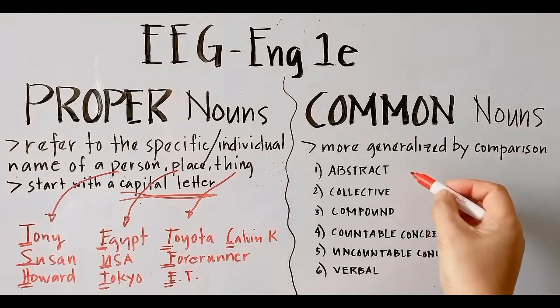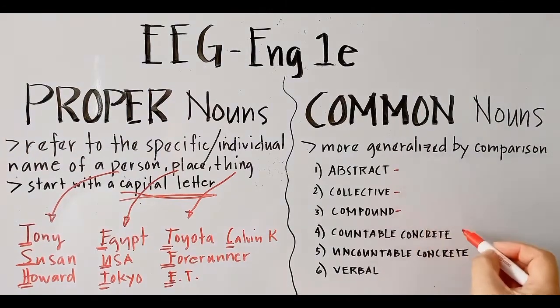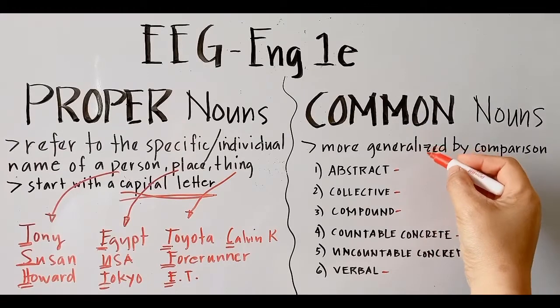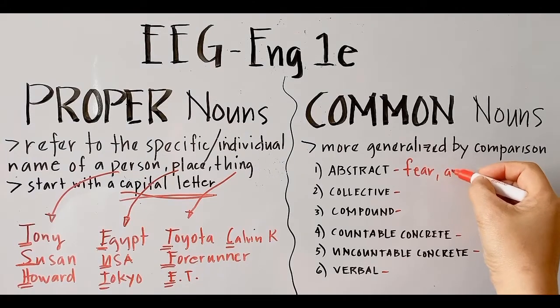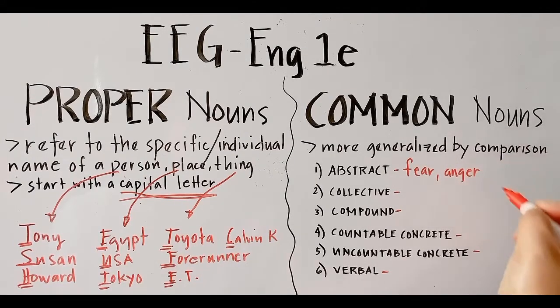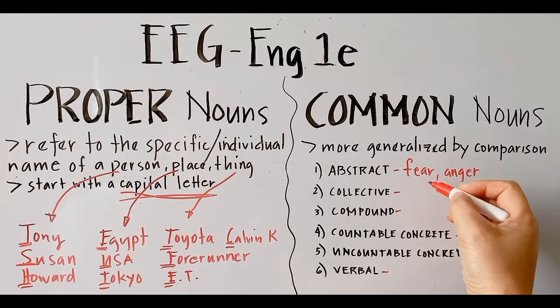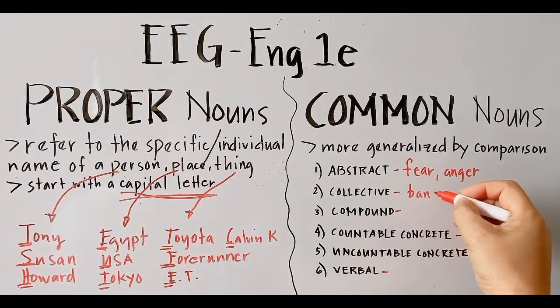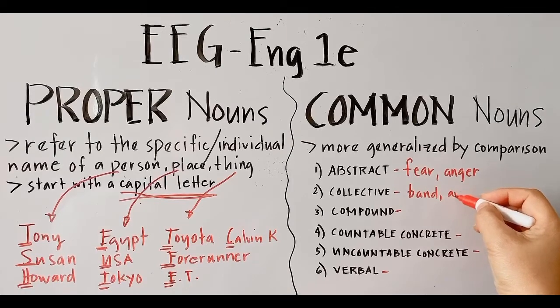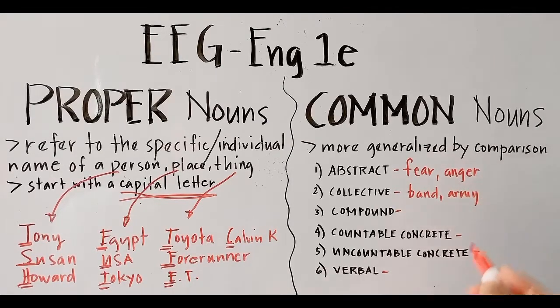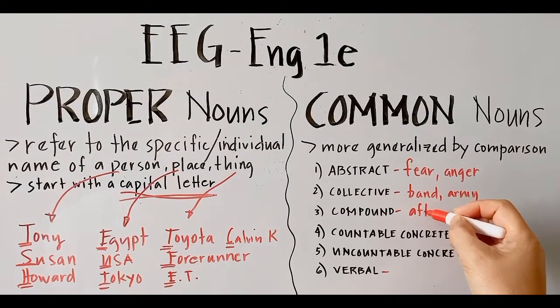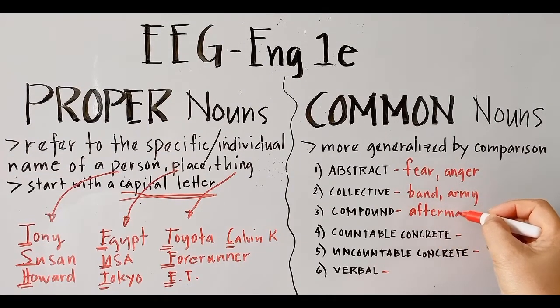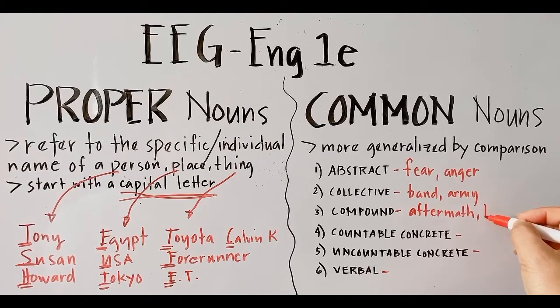Now let's just give some examples for these common nouns. Let's try the abstract. It can be fear or anger. For the collective, it can be band or army. For the compound, it can be aftermath, or keyboard.